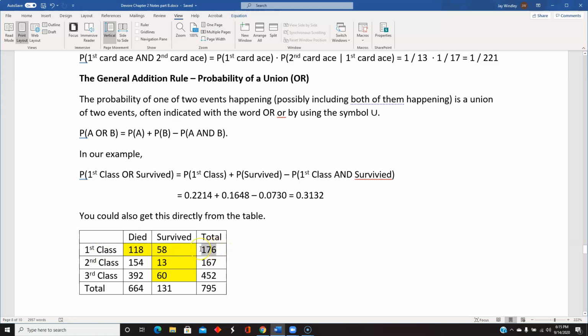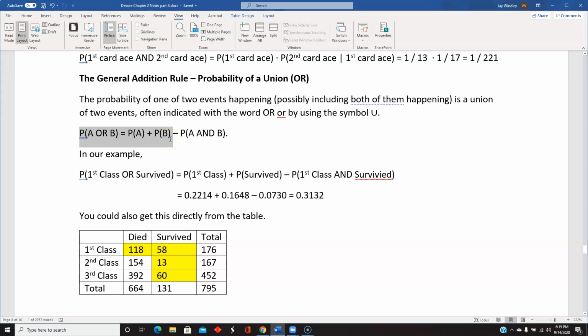Automatically, students want to take this number for first class and this number for survived and add them together and divide by 795. And the problem with doing that is that it's this 58 right here that's the problem. Because this 58 is part of the total number of people in first class, but this 58 is also part of the total number of people that survived. So if you add together the people in first class and the people that survived, you're counting these 58 people twice.